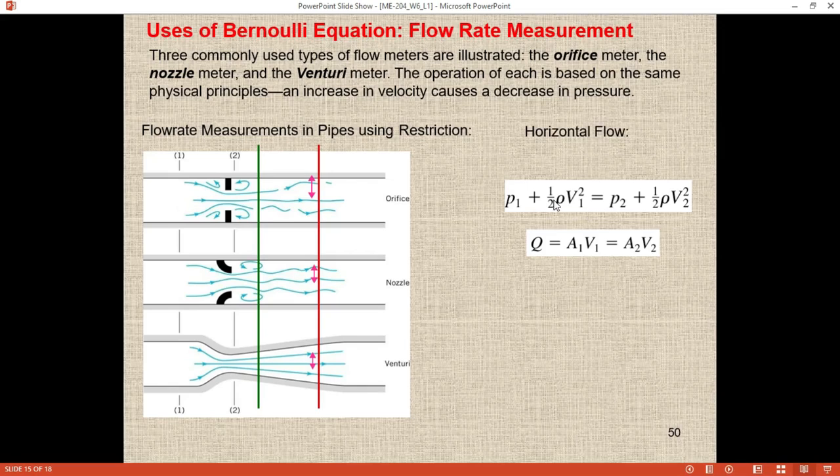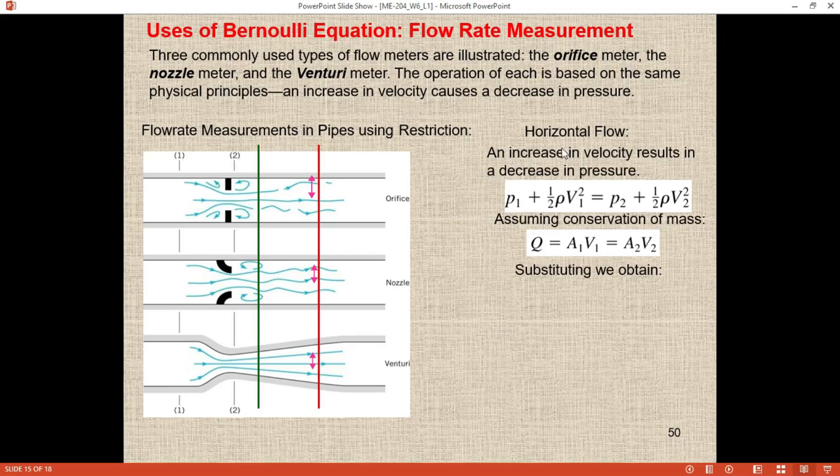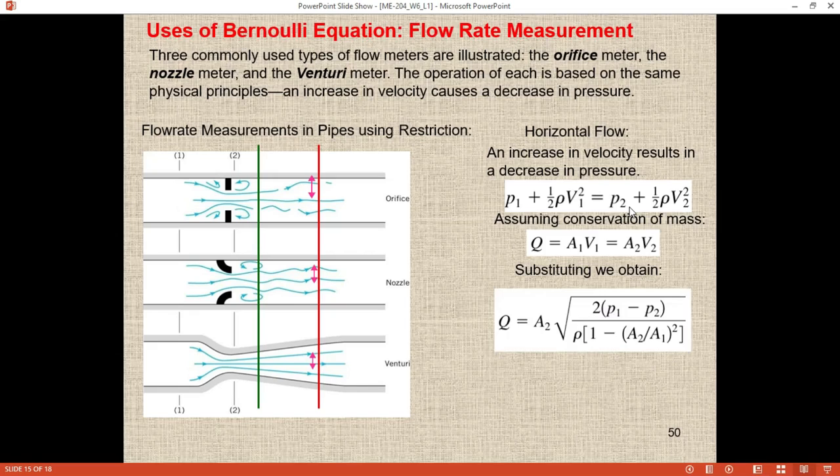So this is the case when the flow is horizontal. In that case an increase in velocity results in a decrease in pressure. So here the pressure is high and velocity is low, but on the other side the velocity will be increased and the pressure will be low. If you want to find P1 and P2, if you know V1, you can find V2 from here, and you can easily calculate the volume flow rate by using this equation. If you insert the values of V1 and V2 in the form of Q, the equation will become like this.